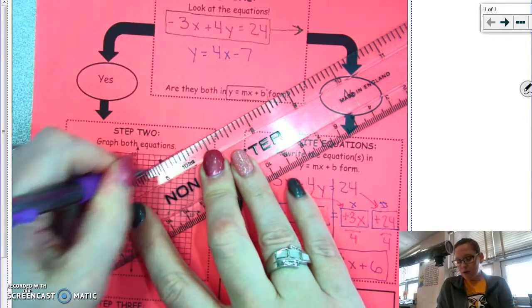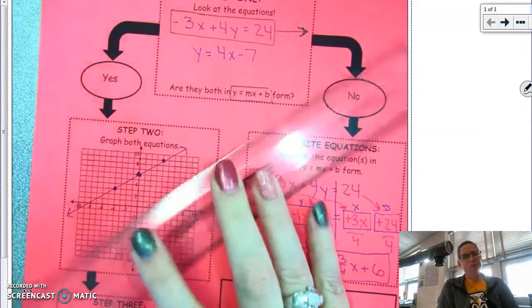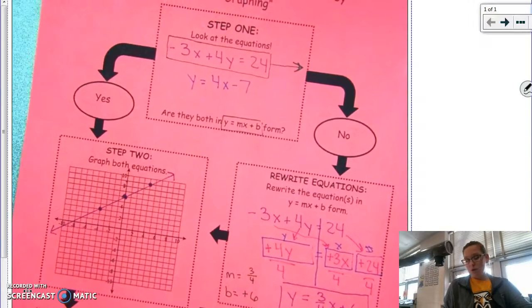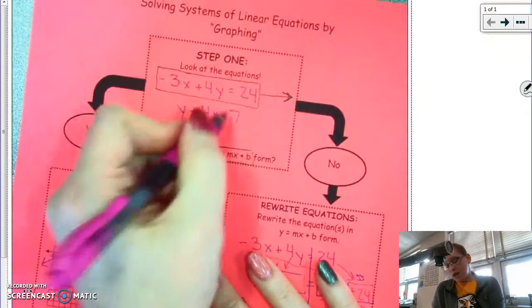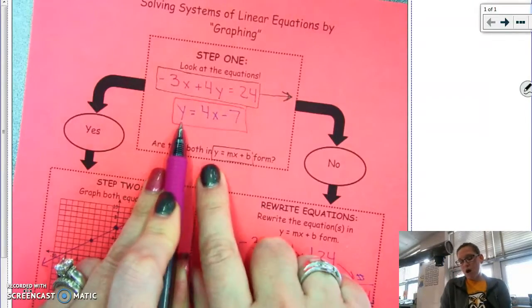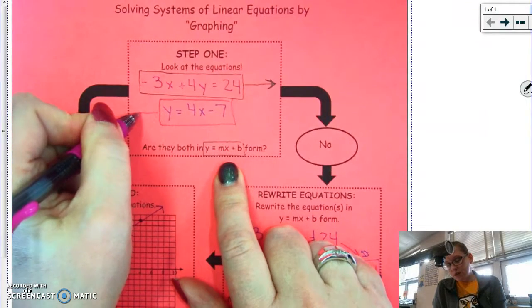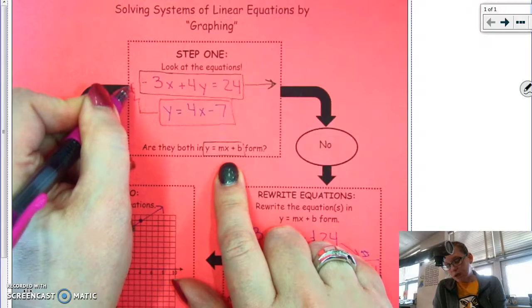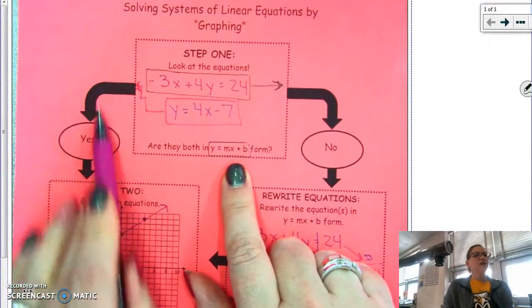Draw your line all the way through your graph. Arrows on the ends. Okay, first one's done. Now let's go back up to the top. And here is my next equation. As I notice, this equation is written in y equals mx plus b form. So this one is going to go this way. That's my arrow. So the answer is yes.